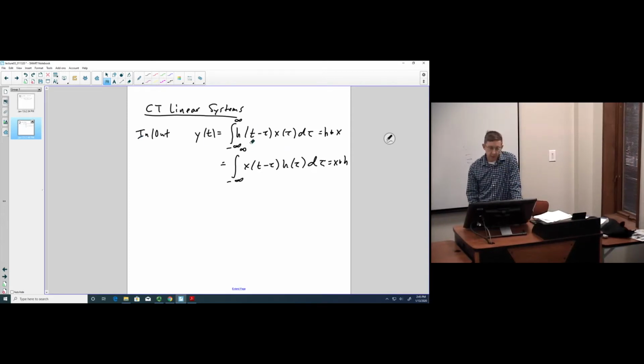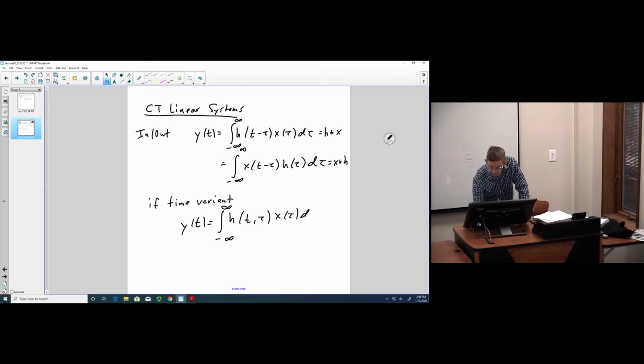Most of the time we have what we call an LTI system. It's linear time invariant, meaning my system isn't changing with time, so I only have a single impulse response. If I'm time variant, this integral looks a little bit different. It looks like this: h of t comma tau, x of tau. Very similar, but I now have a two-dimensional h. If I'm time varying, I need to know the impulse response at any time.